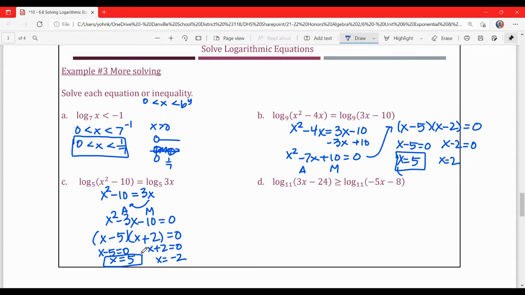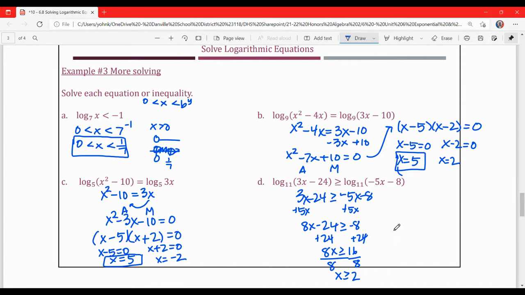All right, letter D, log base 11 of 3x minus 24 greater than or equal to log base 11 of negative 5x minus 8. Logs on both sides. So I just grab the parenthesis things and set it greater than or equal to. 3x minus 24 is greater than or equal to negative 5x minus 8. All right, let's move the 5x to the left. So that gives me 8x minus 24 is greater than or equal to negative 8. Add 24. 8x is greater than or equal to 16. Divide by 8. X is greater than or equal to 2.